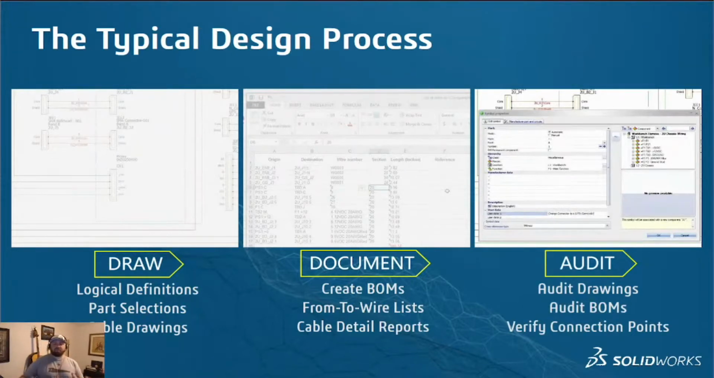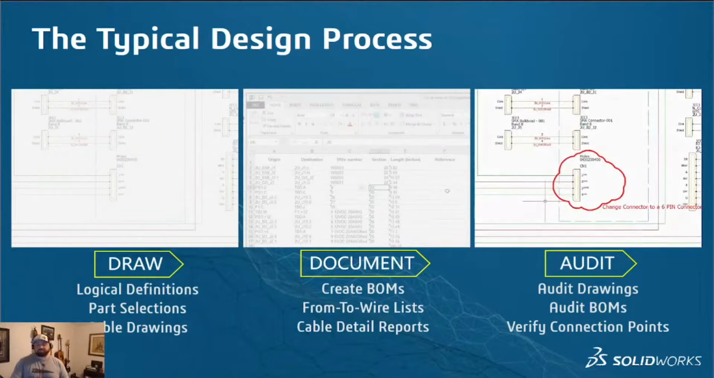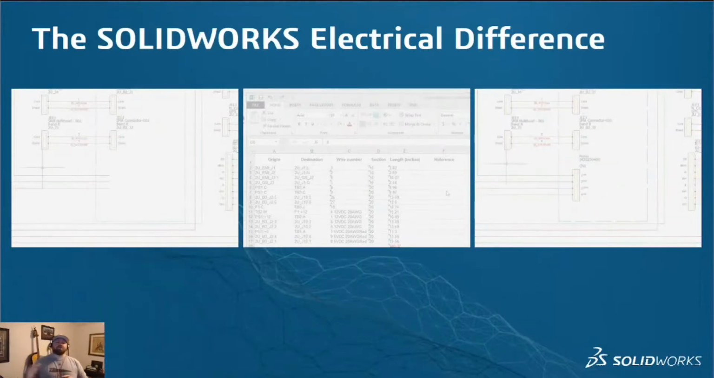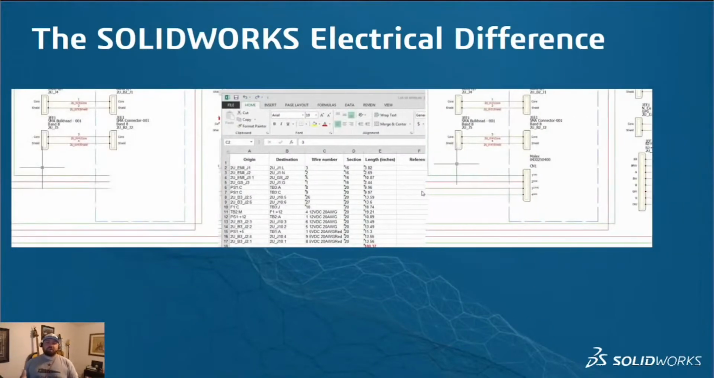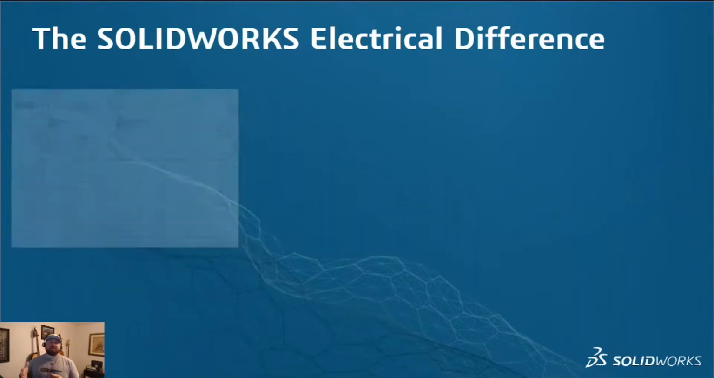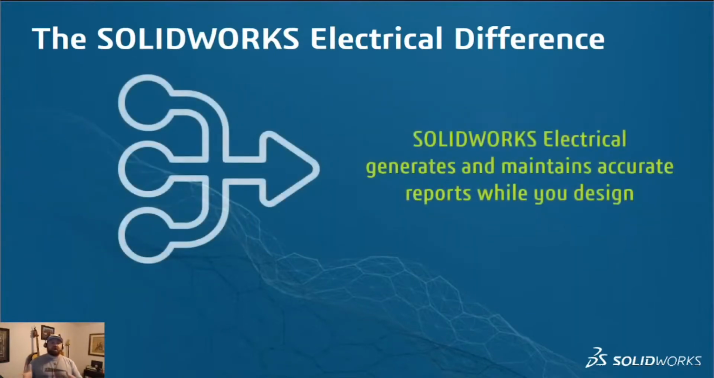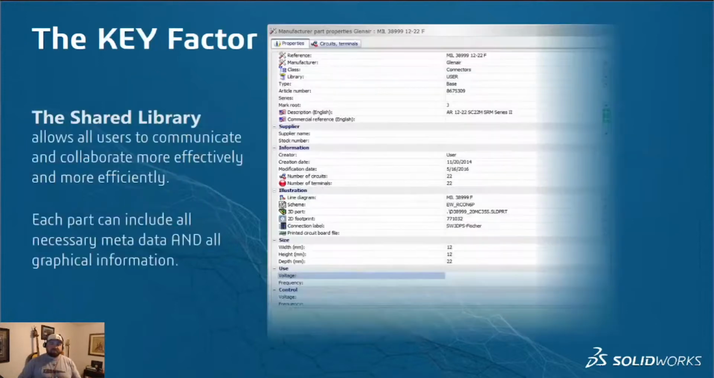What SOLIDWORKS Electrical allows you to do is take that reporting and auditing, the design rule checks, and bring it up front while you're doing your design. Your design may take a little bit longer to get done because you're adding all this extra data up front, but now you're not sitting in front of Excel for 6 days making sure you order the right pins for the connector as you get ready to purchase all that information.